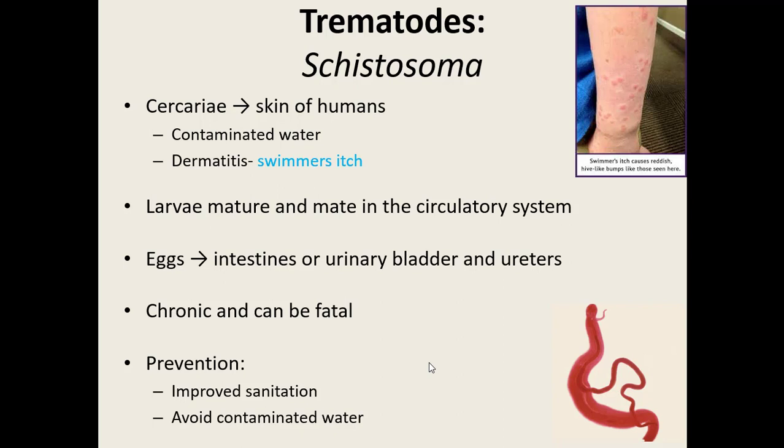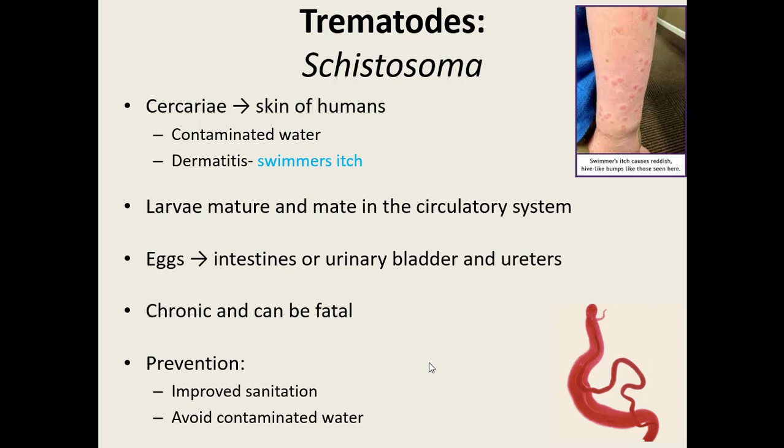Now, after they get in the body, the larvae are going to mature, and they're going to mate in the circulatory system, and they are going to lay their eggs in the blood vessel walls. Some of those eggs are going to eventually travel to the bladder and to the ureters and be eliminated through urinating.